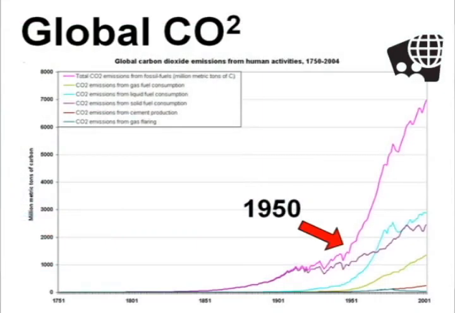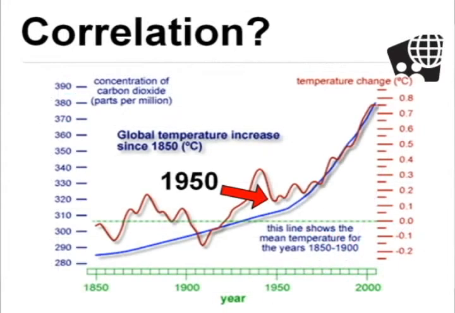Here's 1950, and it goes up. Basically, we're pumping a lot of carbon dioxide, a lot of greenhouse gas, into the air, into the atmosphere. Correlation, concentration of carbon dioxide. This is the blue one, carbon dioxide.